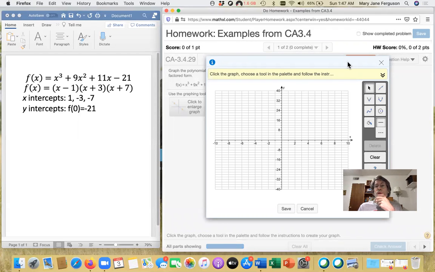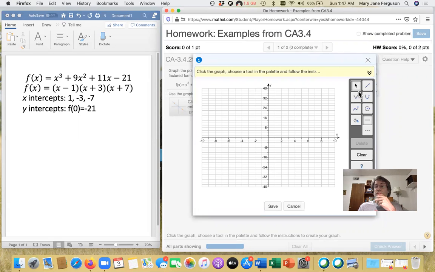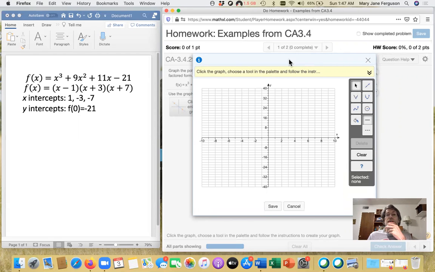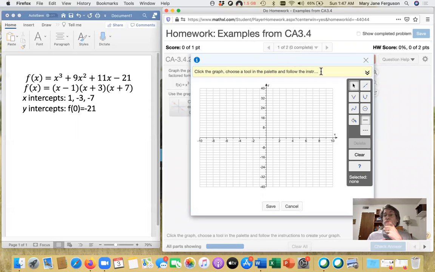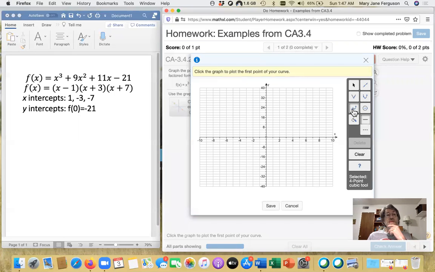You'll see that there are many graphing tools, many of which you may have seen elsewhere. Let me rearrange my screen a little bit so you can see everything. You'll see straight lines and V shapes and parabolas and circles and so forth. This is the tool for graphing a cubic polynomial. Notice it's called a 4-point cubic tool, and it works by simply plotting the points. You'd like to plot these points either from left to right or right to left. If you skip all over, this tool doesn't like it very much.